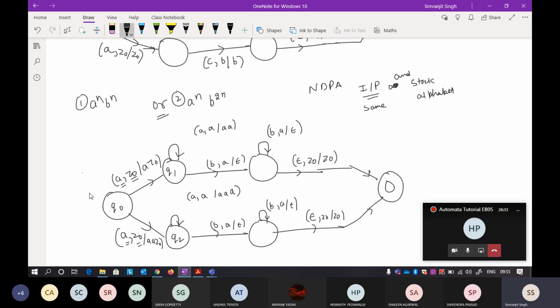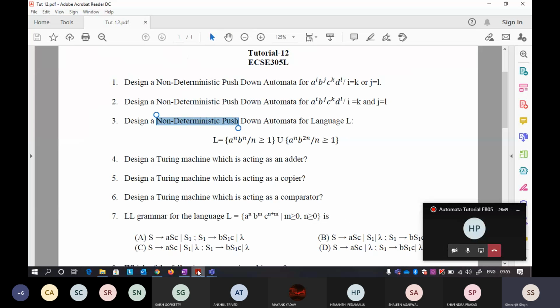I think Chirag has also drawn the correct automata. I also drew the same, so that is absolutely fine. Again, the next question was on a Turing machine.